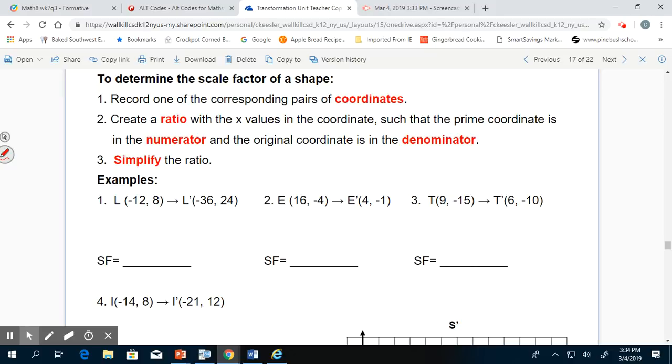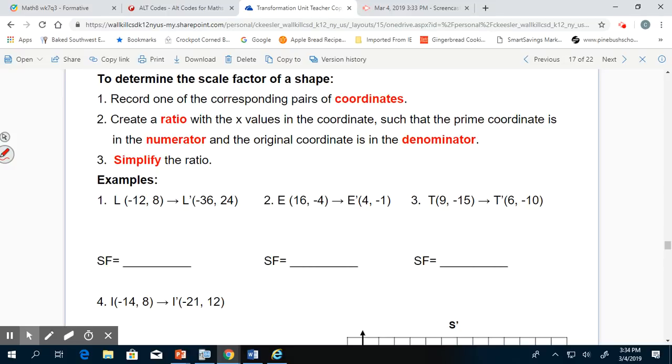In order to do that, you're going to first record one of the corresponding pairs of coordinates. Second, create a ratio with the x values in the coordinates such that the prime coordinate is in the numerator and the original coordinate is in the denominator. And then you're going to simplify the ratio.